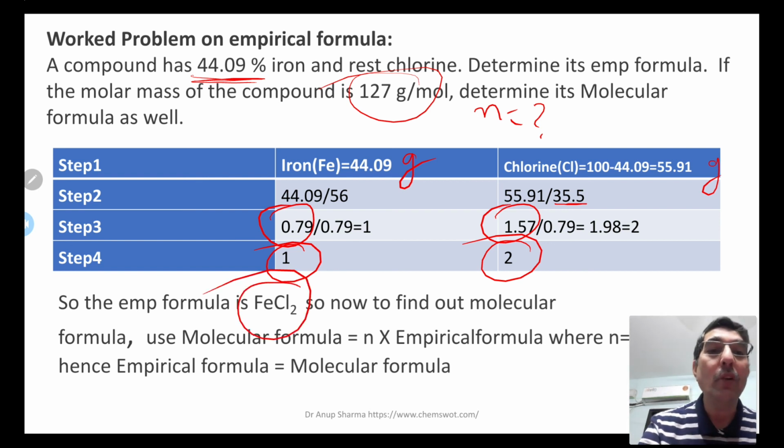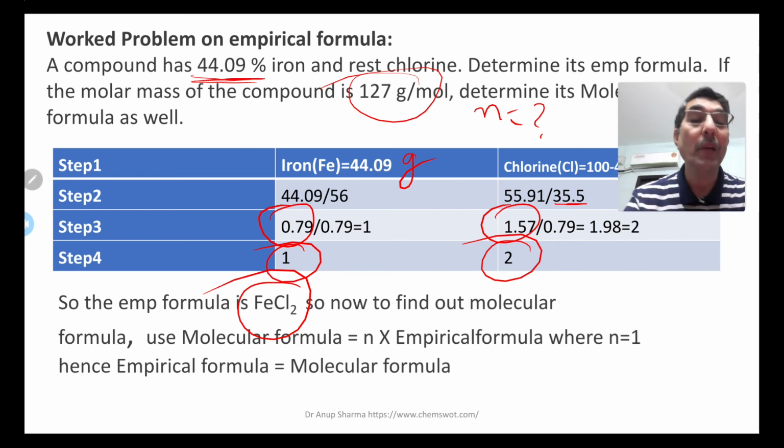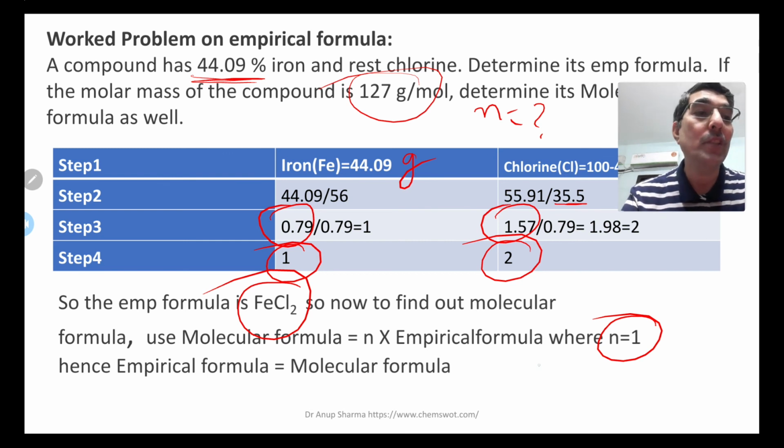Now to find the molecular formula, we use the formula: molecular formula equals n times the empirical formula, where n is equal to 1. Hence the empirical formula is equal to the molecular formula. Why am I saying n is equal to 1? Because the molecular formula mass is already given as 127 grams per mole.